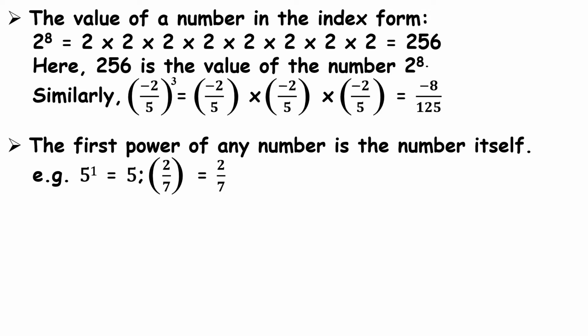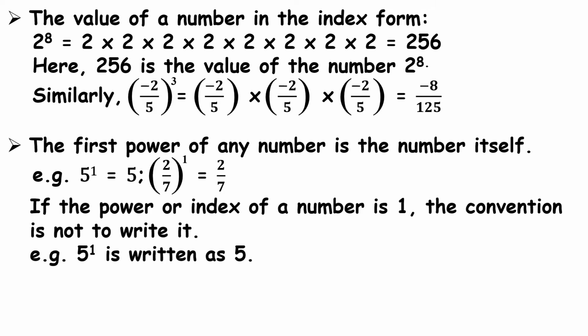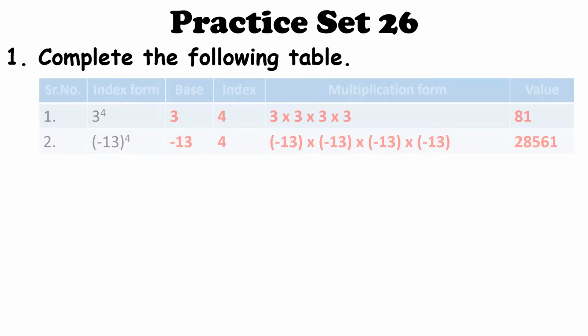The first power of any number is the number itself. For example, 5 raised to 1 is 5. 2 upon 7, the whole raised to 1, is equal to 2 upon 7. If the power or index of a number is 1, the convention is not to write it. For example, 5 raised to 1 is written as 5. It means if the power of any rational number is 1, then we write the same number. So students, let's try solving practice set 26 based on the information that we just learned.